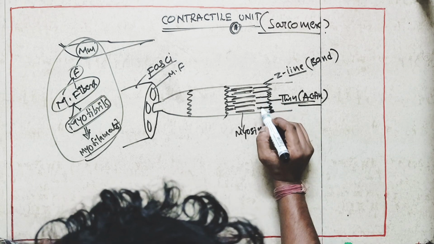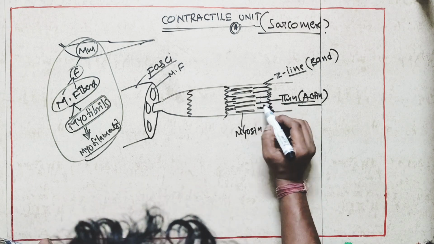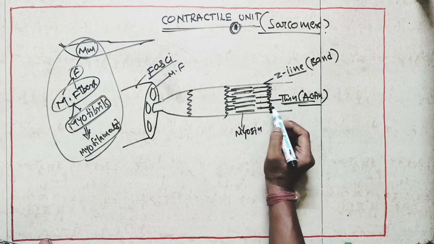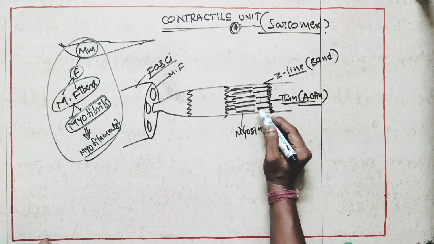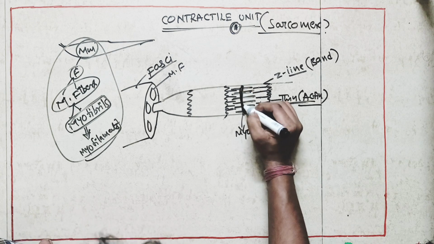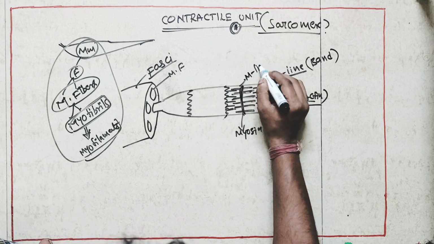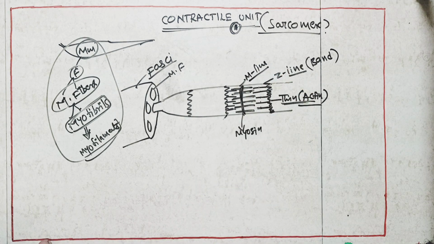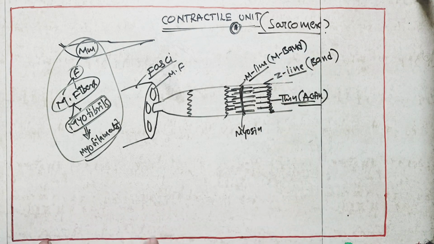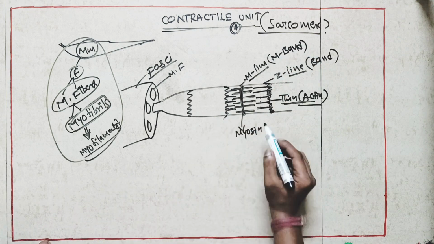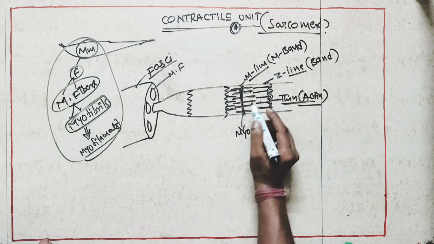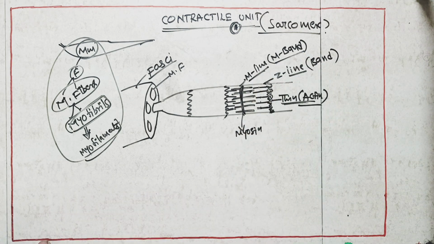See here, actin protein is attached to the Z line. Same like that, myosin molecules will be attached to one line in the middle. That line is called the M line, otherwise we can say M band. So this is about actin and myosin. Here actin is attached to the Z lines and myosin is attached to the M band.